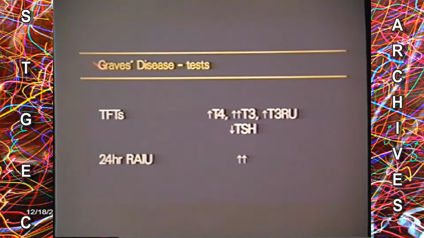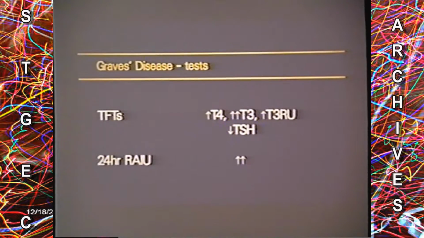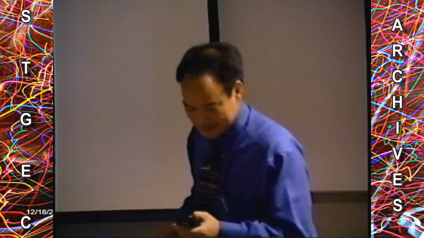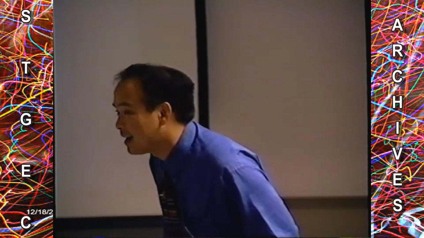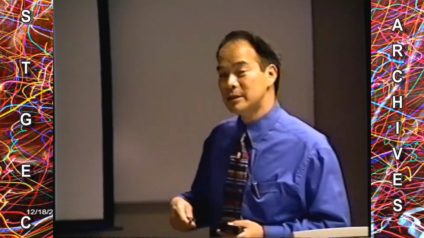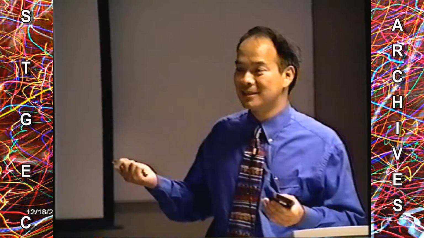Now, for hyperthyroidism, I'm using Graves' disease as the most common example: high T4, low TSH. So what's your next step when you see somebody with a high T4 and low TSH? Again, hyperthyroidism has a laundry list of causes. So how do I know which is the cause? What's your next step?